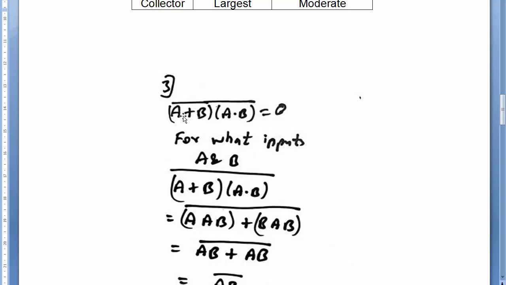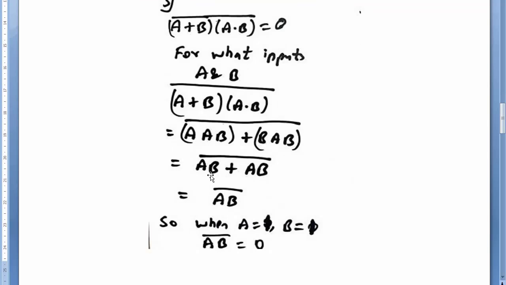So A OR B, AND A and B, the whole bar equal to 0. What will be the inputs A and B? We solve from this part. Here A dot B, we can open the bracket with A plus B. The term AB goes inside and multiplies with A, so we get AAB. Then AB multiplies with B, so we have BAB. In Boolean algebra, A dot A is A and B dot B is B, so we have AB plus AB. And in Boolean algebra, A plus A is A, in the same way AB plus AB is AB, so we get AB the whole bar.